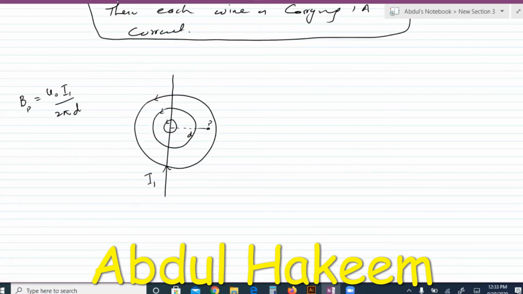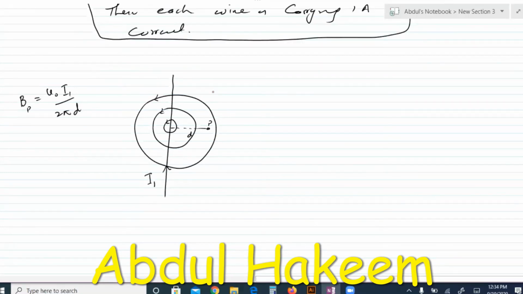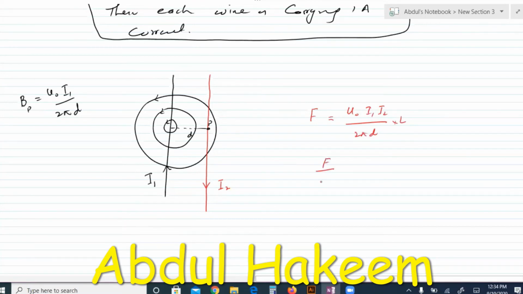Now a wire is placed here, which is carrying current in the opposite direction. Now this wire will experience force F = μ₀I₁I₂L / 2πd, which can be written as force per unit length, μ₀I₁I₂ / 2πd.